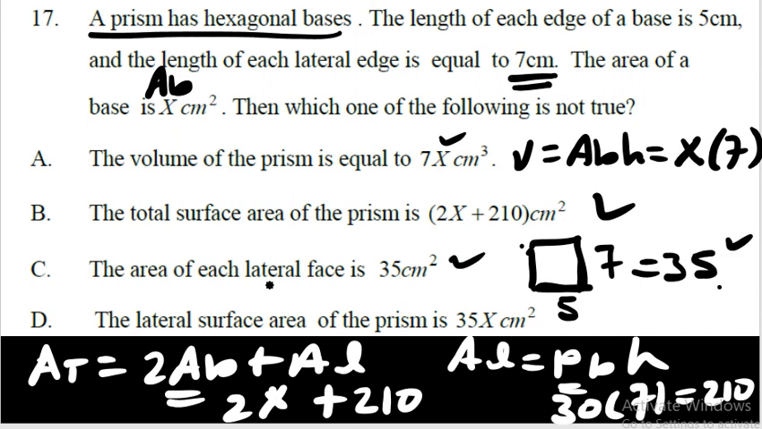Because the area of each lateral face contains 7 and 5. The 5 comes from the base, and the 7 comes from the edge. So one of the faces will be like the front face, you can consider it like this. This is also correct.